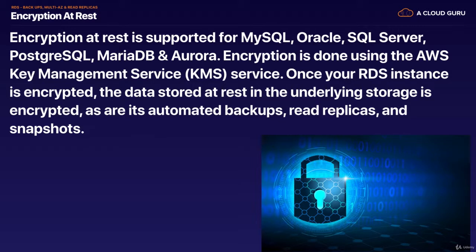Moving on to encryption. Encryption at rest is supported for MySQL, Oracle, SQL Server, PostgreSQL, MariaDB, and Aurora. Encryption is done using the AWS KMS service. Once your RDS instance is encrypted, the data stored at rest in the underlying storage is encrypted, as are automated backups, read replicas, and snapshots. As soon as you've turned encryption on, anything you're doing, such as backups, read replicas, and snapshots, is also going to be encrypted.